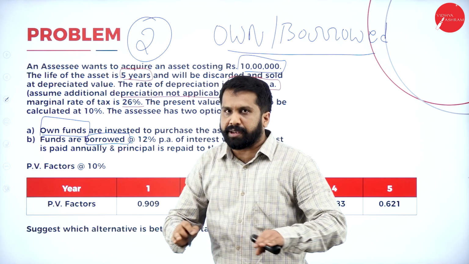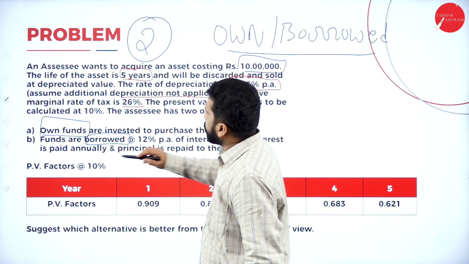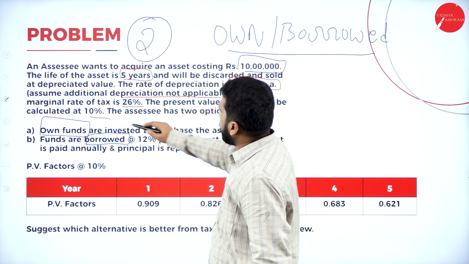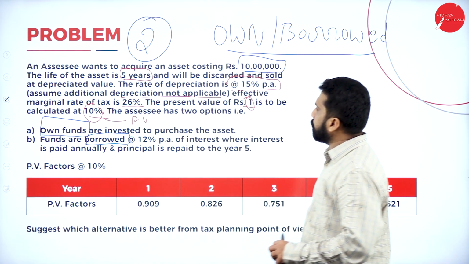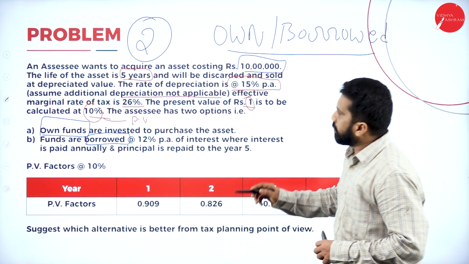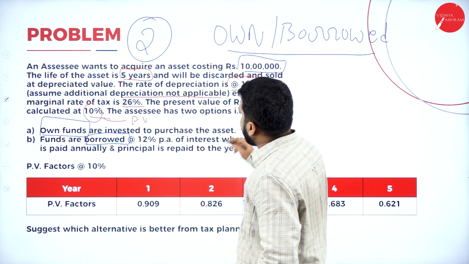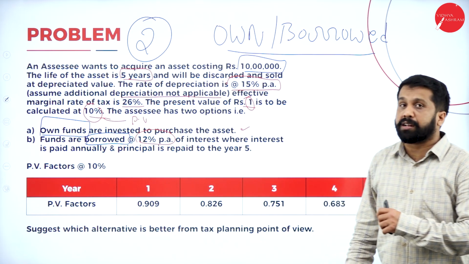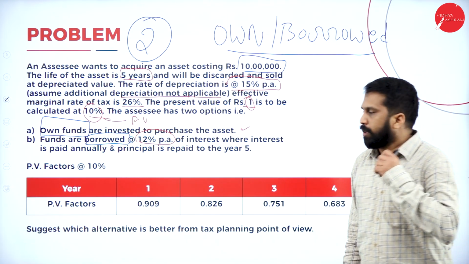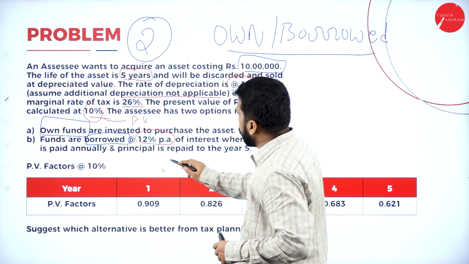This one will not come anywhere. Don't consider. So calculate 10%. This 10% is what? PV factor. Has two options here. First option, they can use own fund. Second option, borrow at 12% interest. Which is better? We are supposed to find out. What is the PV factor?